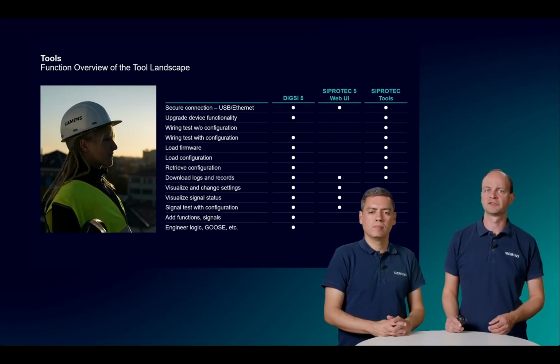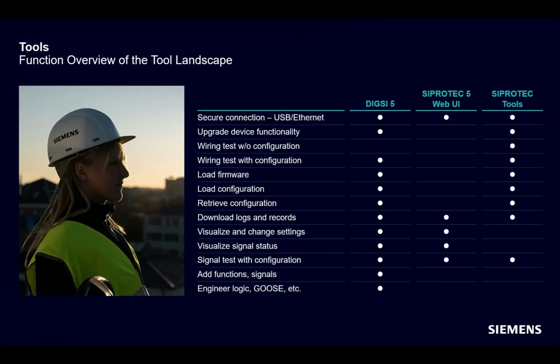Here we see the dedicated functions offered in the different tools. While DIGSI 5 provides complete functionality, the intuitive SIPROTEC 5 Web UI is tailored towards downloading logs and records, visualizing and changing settings, as well as visualizing and testing signals. So in summary, everything that needs to be quickly done when you're on site, directly dealing with the protection device. SIPROTEC Tools, on the other hand, is an easy tool to load the firmware and configuration into the device, without the need to install DIGSI 5. It also offers an easy-to-use wiring test, even for devices without a defined configuration.